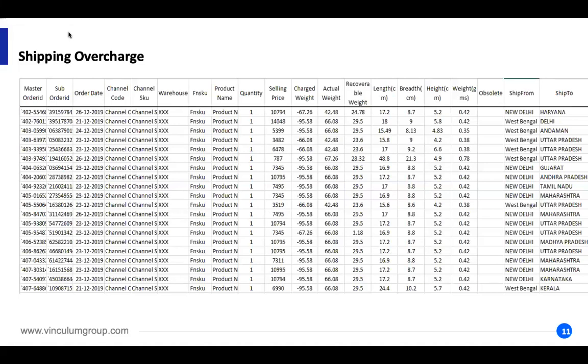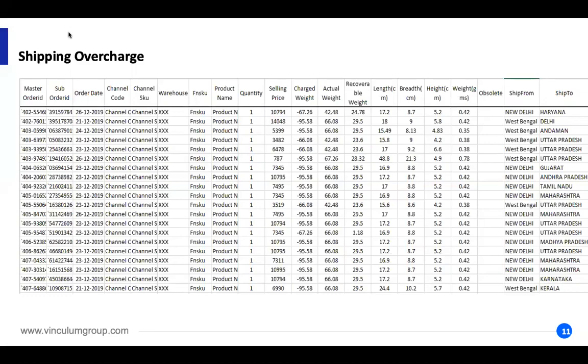Our system automatically calculates what is supposed to be the deductible charge versus what has actually been charged. And this is done not only for the shipping scenario, it is also done for the commission scenario, for the pick and pack scenario, for inventory which is missing and you have not got reimbursement, so on and so forth. We'll obviously talk about it in detail.